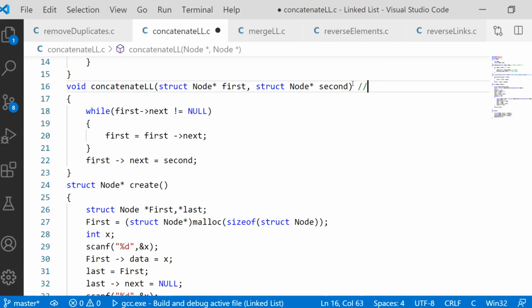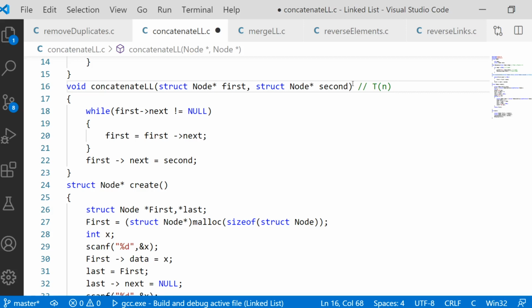For the concatenate LL function signature, let us take the time function as T of n, where n is the total number of nodes available in only the first linked list. I'm not including the second linked list. So the total number of nodes in the first linked list is n, and the total number of nodes in the second linked list is m.